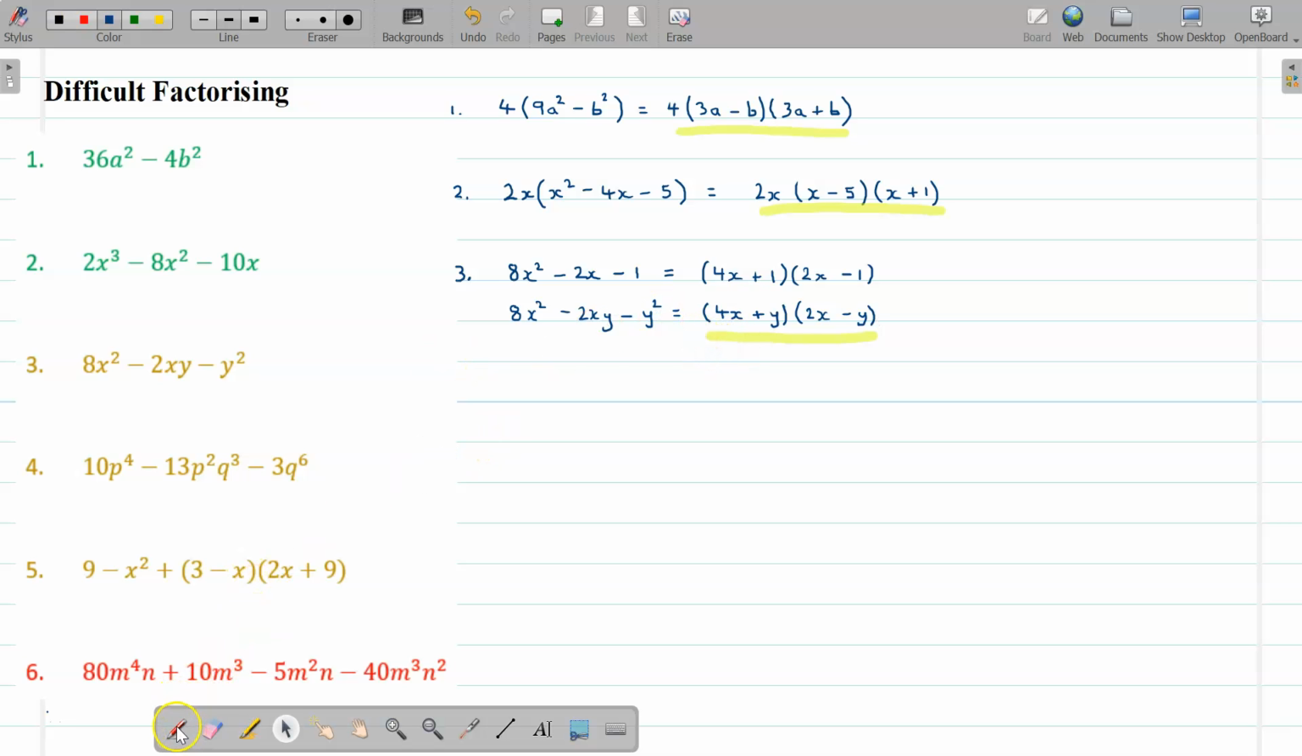Question 4. This one is a little bit more tricky because we have higher powers of p and q in this case. So we'll take the idea that one of the variables will be set to 1 again. So I'm going to set q to 1, and I'm going to rewrite it like this. So the expression becomes 10p to the power 4 minus 13p squared minus 3, because q to the 6 and q to the 3 are both 1 if q is set to 1.